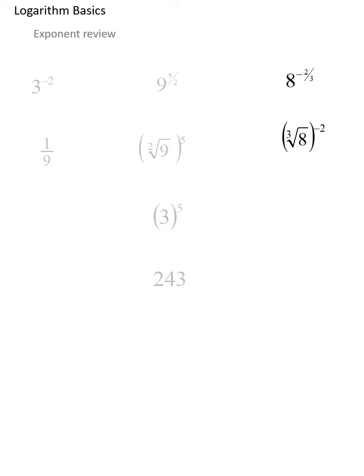Let's look at a negative fractional exponent. Same concepts as before. Raising 8 to a fractional power is the same as taking a root of 8 and then raising it to the numerator power. In other words, because the 3 is in the denominator of the original exponent, it becomes the index or the root of the 8. Well, as we know, the cube root of 8 is 2. And now, since 2 squared is 4, 2 to the negative 2 is the reciprocal of 4, or 1/4.